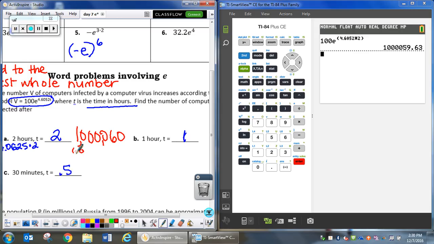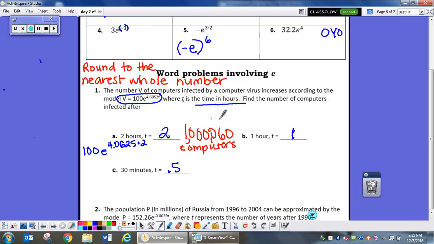Always good to put a label. So what I will be checking for you when you turn this paper in is, did they calculate each of these correctly? So over with the 1 hour, you would just have to make sure that you key in 100 E 4.6052 times 1. And then just make sure you click the calculator buttons correctly, because I obviously cannot.